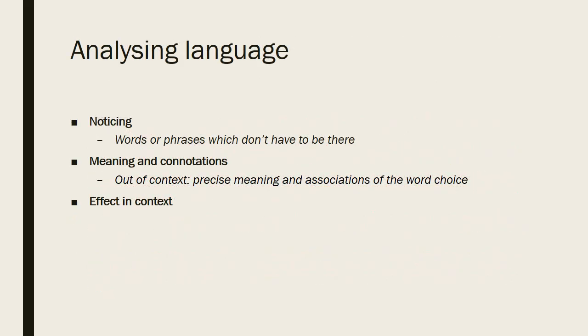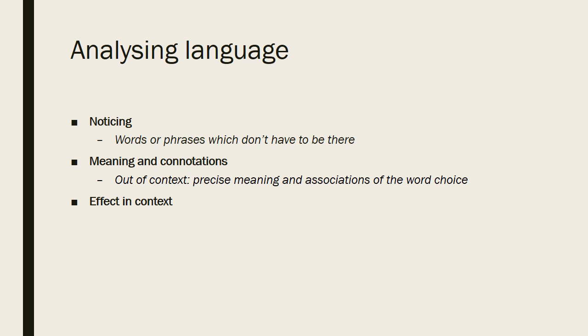So far, what have we had? We've had noticing, finding the right words or phrases. We've then taken those words or phrases out of their context, looked at them on their own and thought, well, what does the choice of that word suggest in general? The next step is to put it back into context, because we need to know what that phrase means in the extract that we're looking at. Why choose that phrase in that extract?